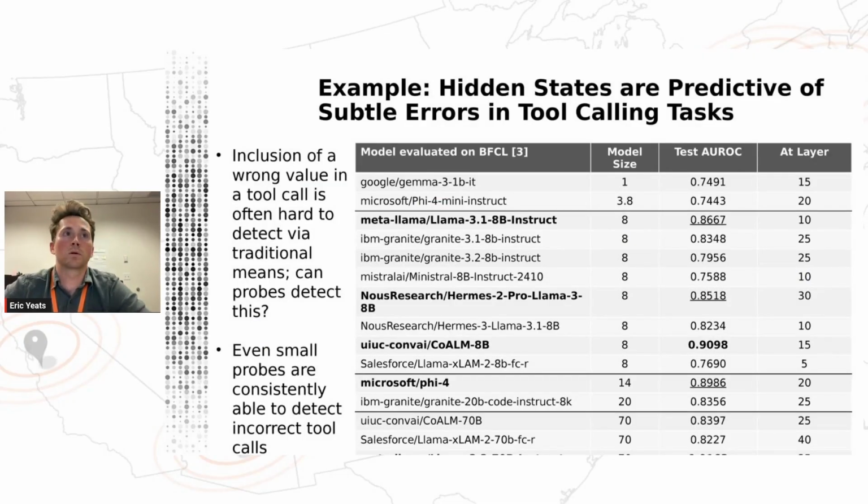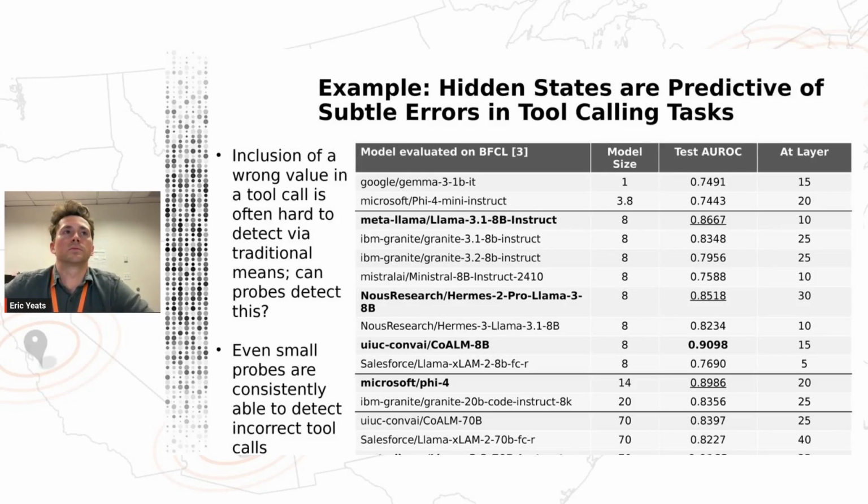Before I get into the main part of the talk, I just wanted to demonstrate with an example how useful these model internals can be in predicting model misbehaviors. Here we have evaluated, and it looks like some of my slide could have been cut off, but it should be okay.